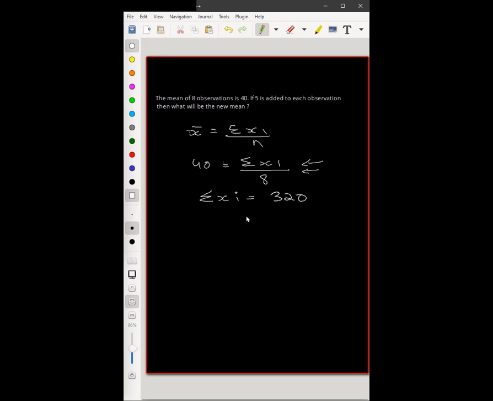Achira, it's still incorrect. Achira, pay attention here. Everyone pay attention, please. So the sum of all the observations is 320. Is this correct? Now, how many observations are there? 8. And how much am I adding to each observation? We're adding 5 to each observation. So what will be the total added?